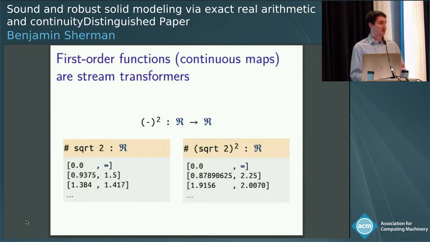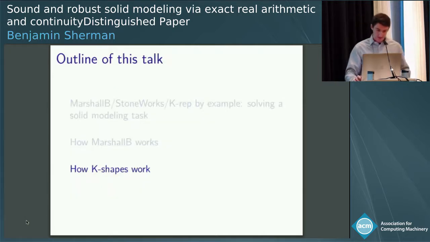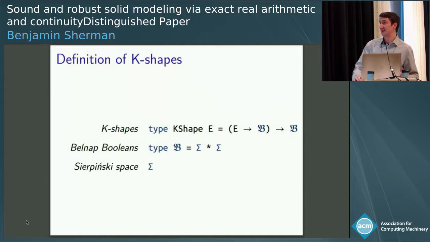And so what that means is that first order functions are stream transformers. So here we see the squaring function, and at each stage of time we're just using the approximation from square root of 2. So from finite approximations we can produce finite approximations of the output. Okay, so let's get into the definition of K-shapes.